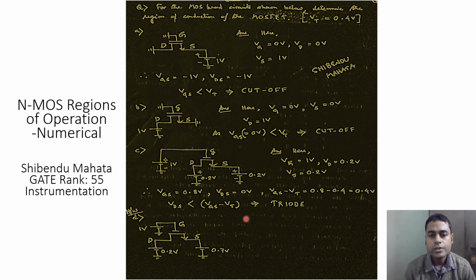So this is the basic concept. Now, as a practice problem, you can try to solve this question where the gate terminal is at 1 volt, the drain is at 0.2 volt, and the source is at 0.7 volt, and you can try to identify the region of operation. So in this lecture, we looked at the region of operation of the N-type MOSFET. In our subsequent lectures, we will look at the region of operation for the P-type MOSFET. But the general idea is more or less the same.